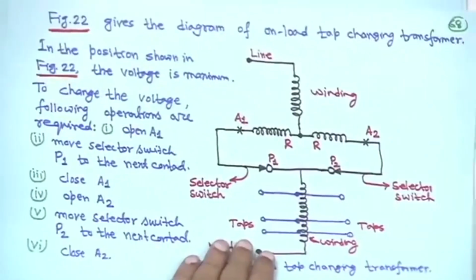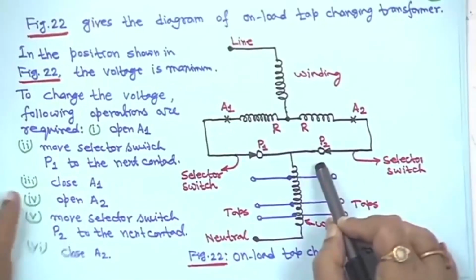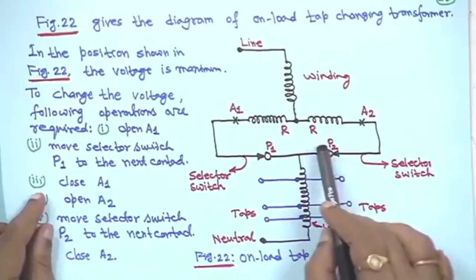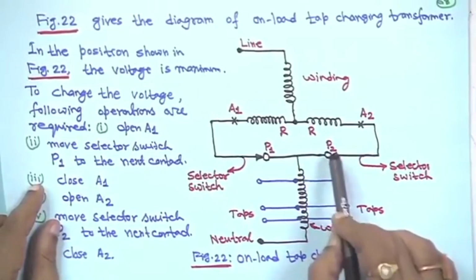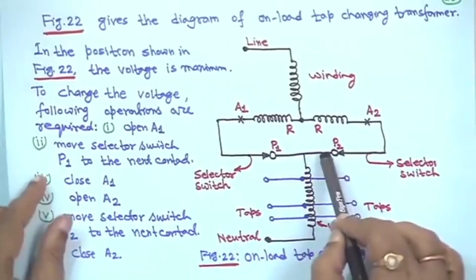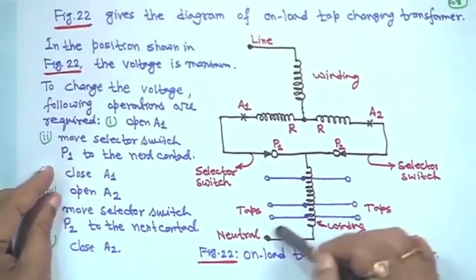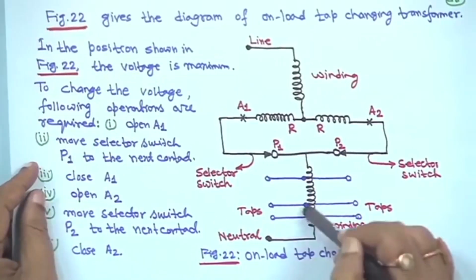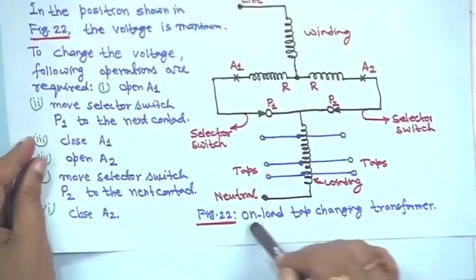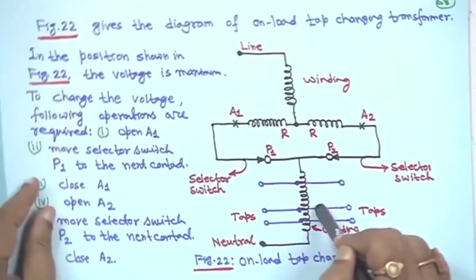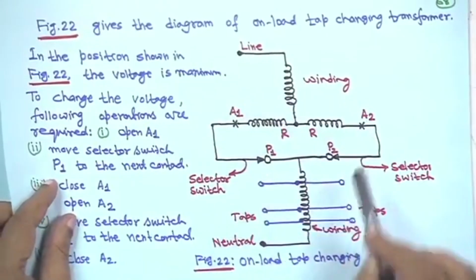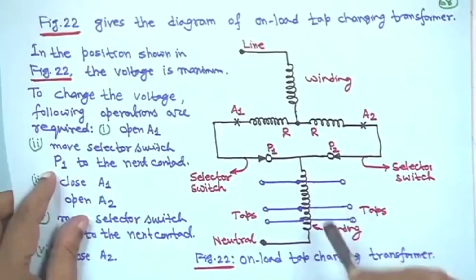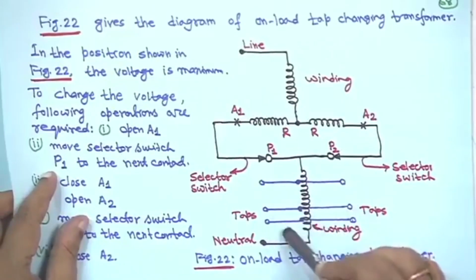Now, this is a typical TCUL connection, that is on load tap changing transformer. This is the connection shown when the voltage is maximum. This is figure 22, the voltage is maximum, this is the line and this is the neutral. All these connections have been made such that the tap can be changed. So, several taps may be there.